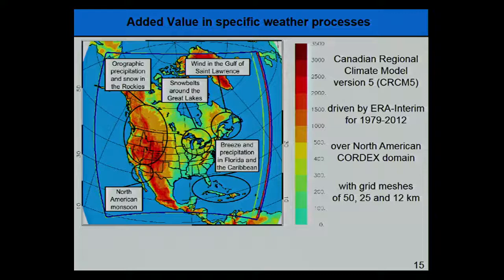So what I'll be looking at are six specific features over North America, which are shown on this diagram. I'll be looking at the mountainous area over the west coast here, the northwest coast of the US and Canada, where I'll be looking at precipitation and snow. I'll be looking at the snow belt around the Great Lakes, the North American monsoon, sea breeze in the Florida Peninsula, and some winds that are specific to the St. Lawrence Valley.